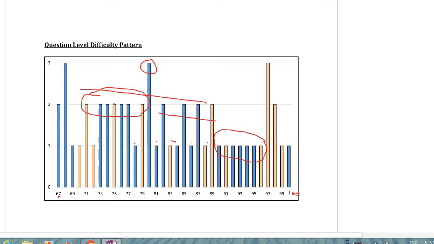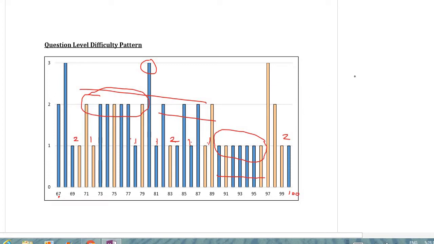There'll be a patch or a phase in the paper where you will find 5-6 such questions in a group. But otherwise they will be scattered. If you see, you have 2 here, 1, 1, 1, 2, 1, 1, 2. So out of the 18 easy that we identified, just about 10 or 11 are separated. The rest are in a group. So the key is to find them. That becomes one of the important learnings from the analysis.